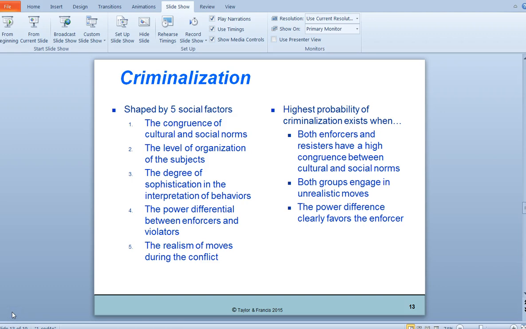And he also stated that criminalization will occur most probably when both enforcers and resistors have a high congruence between cultural and social norms, both groups engage in unrealistic moves, and the power difference clearly favors the enforcer.